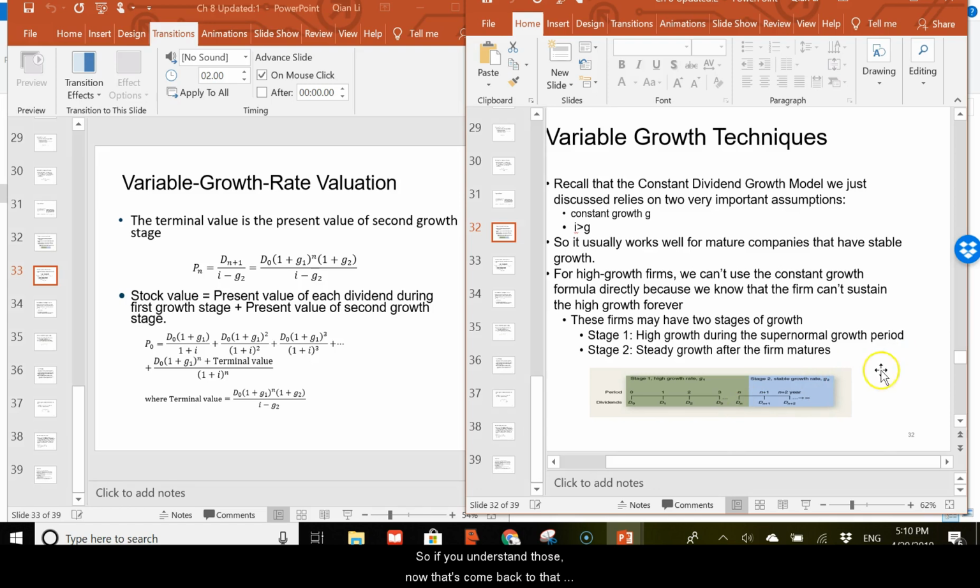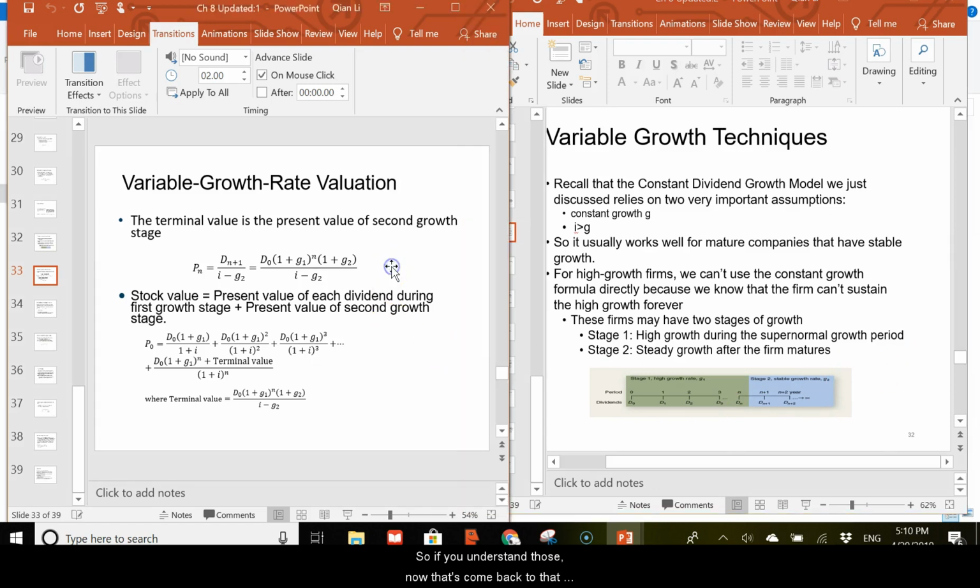So if you understand those, now let's come back to the first equation here on this slide. We try to calculate the so-called terminal value. So the terminal value essentially is the present value of the second growth rate. What does this mean? If you look at this table or timeline here, remember stage 2 is when things slow down and the company now is having a stable or constant growth of G2. So we want to know what would be the value of the company stock at the end of year n. We actually call this the terminal value.